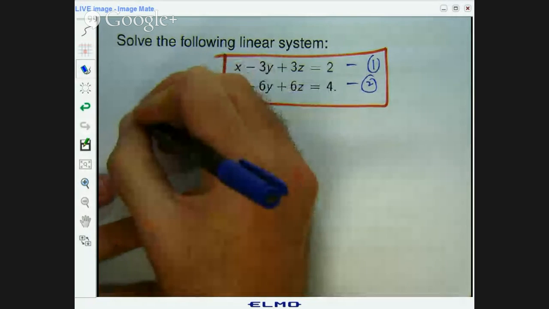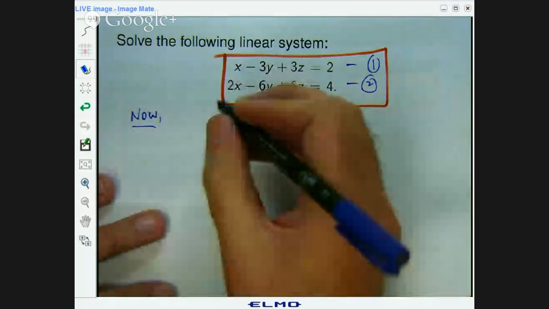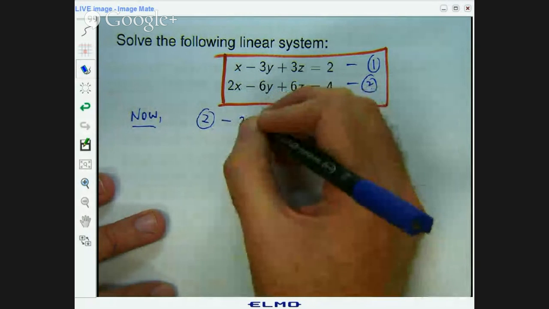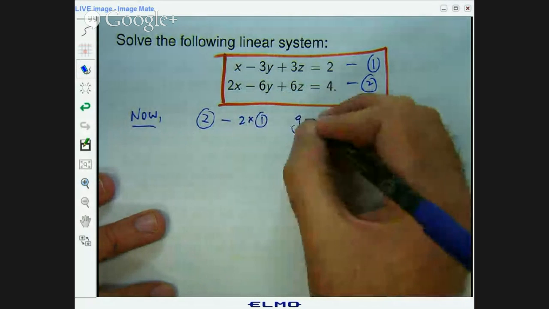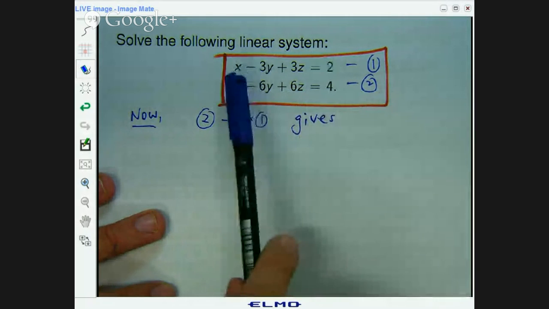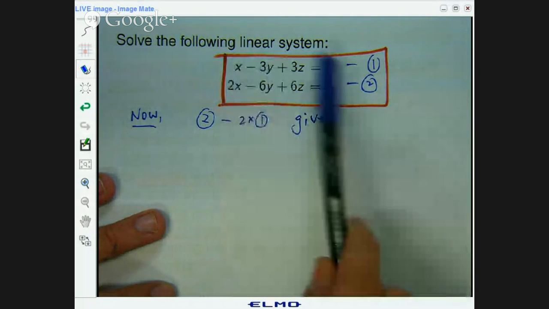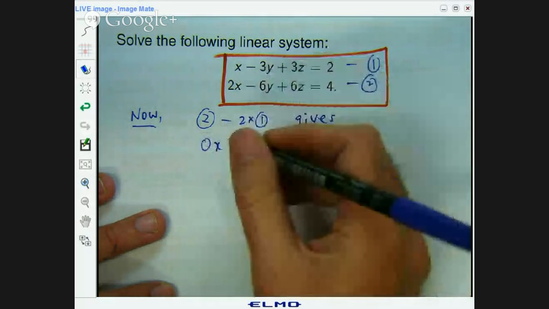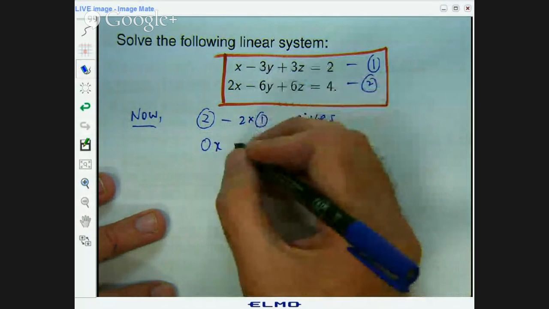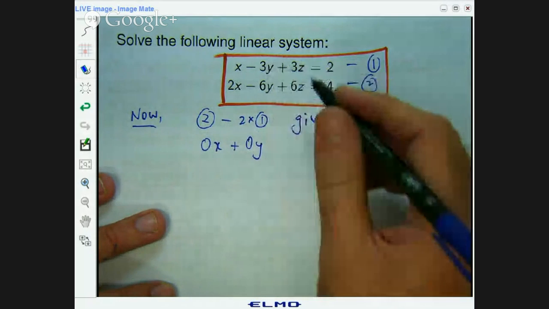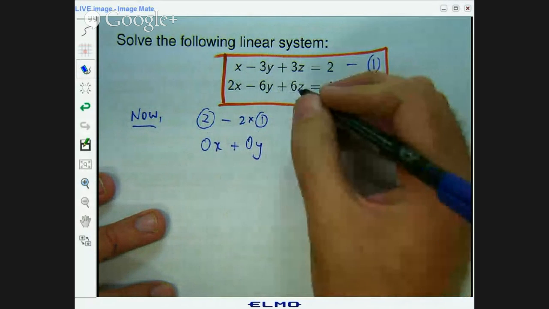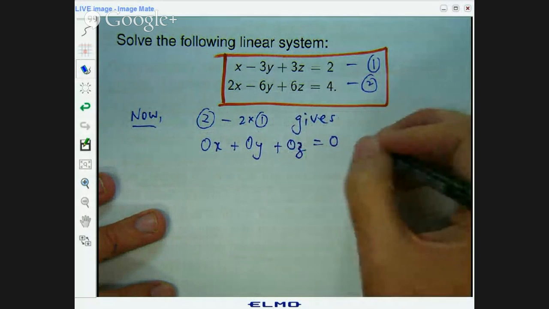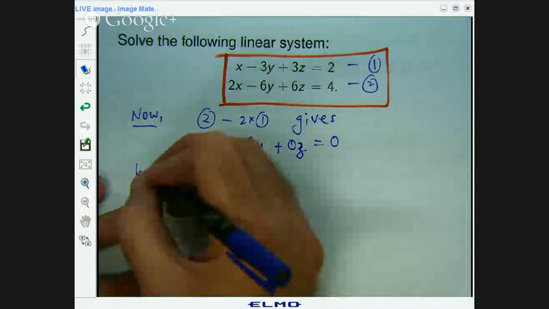Okay, another way of doing it would be the following. You could look at equation 2 and you could take 2 times the first equation away from equation 2. So here basically you'll get the same equation up the top, and you'll get 2x minus 2x, which is 0x, negative 6y plus 6y, 0y, and you'll get 6z minus 6z. Okay, now this is trivial.